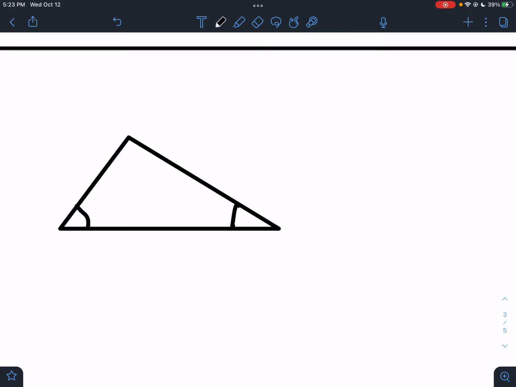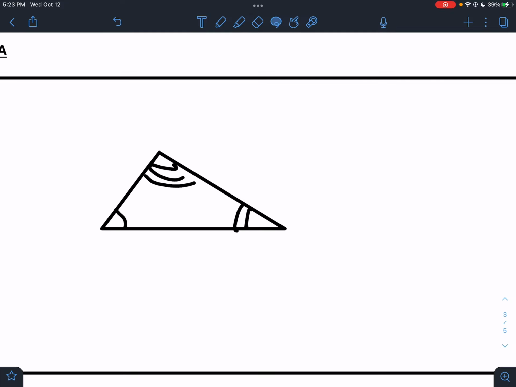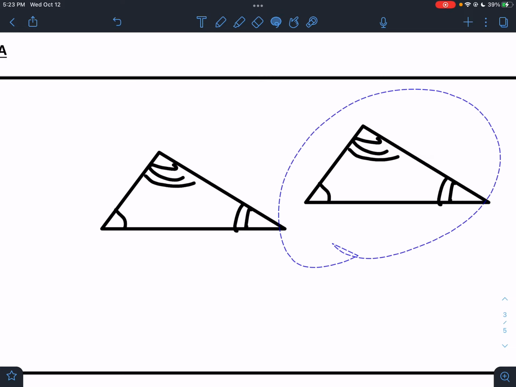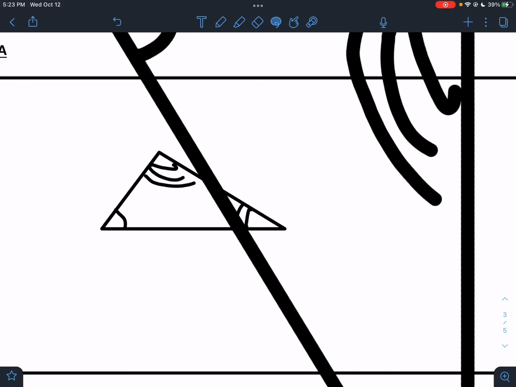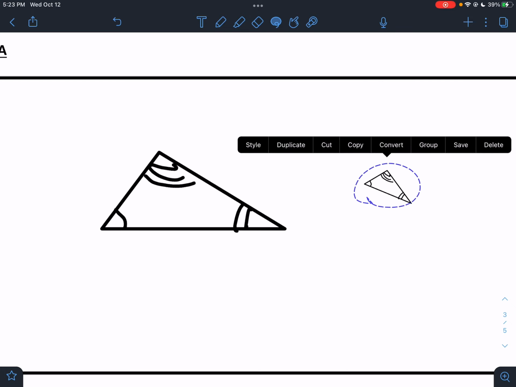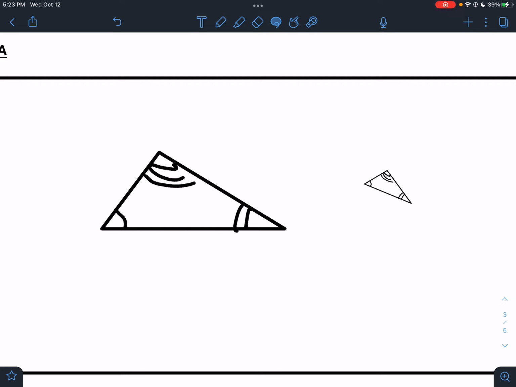AAA, angle. What's wrong here? Why does that not prove congruence? Well, it could be giant, it could be tiny, and have the same angles. So how many triangles, if I said, hey, build me a triangle that has like 50, 60, and 70 degrees, how many of them could you do? The answer is infinite. They could be any size imaginable. So there are infinite choices.